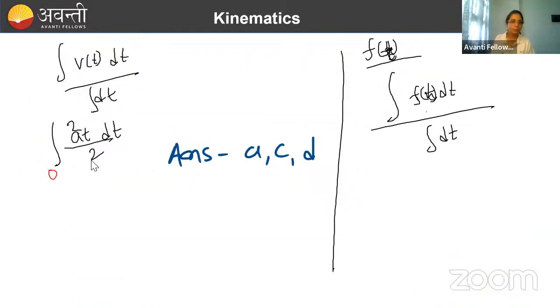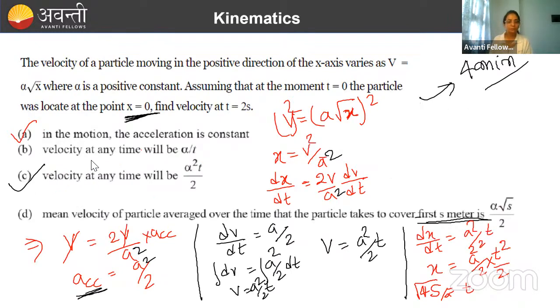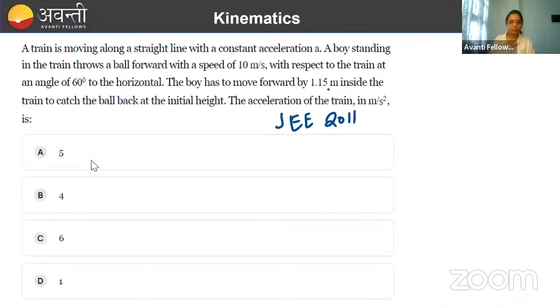So time is how much? From 0 to 2 root under s by a. Now you just need to calculate this integral, and you will be getting the answer. Clear, that you can easily do now. Any doubt? No, ma'am. Okay, done. Let's move ahead with the next question.